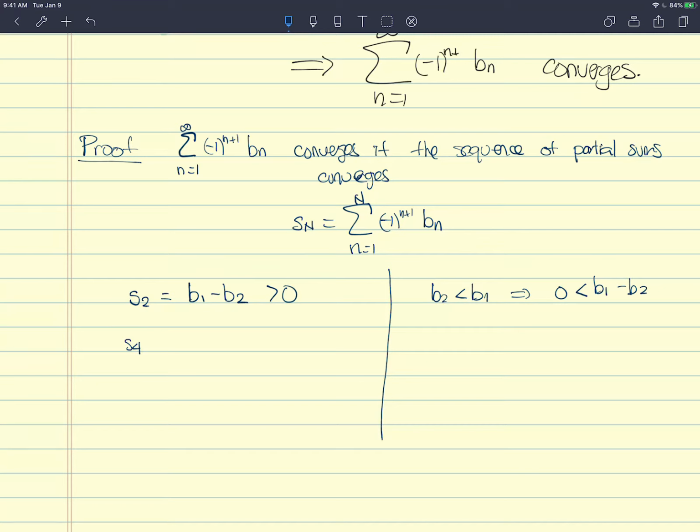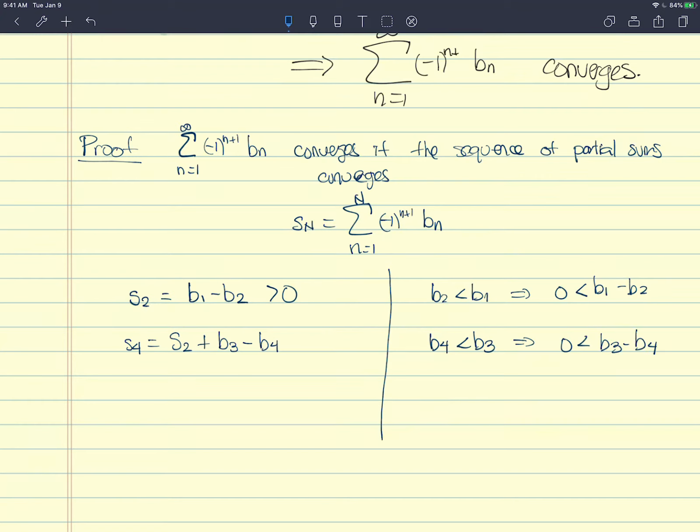S4, I'm going to jump to S4. Well, we know that this is adding the first two terms, which is S2, plus B3. In the way I had it down, B3 would be the positive term, and B4 would have been the negative term, right? But again, remember that B3 is, sorry, I had it backwards. Remember that B4 is less than B3 because it's a decreasing sequence. So this means that 0 is less than B3 minus B4.